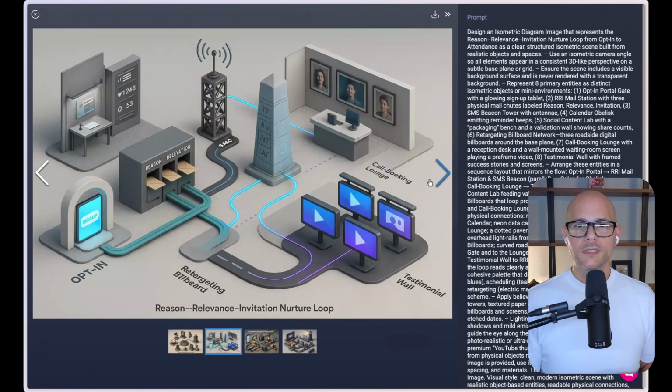Again, this one is now an isometric diagram image that represents the reason, relevance, invitation, nurture loop from the opt-in to attendance as a clear structured isometric scene built from the realistic objects and spaces. Beautiful. So here we go, right? It's got the opt-ins over here. It feeds into the call booking lounge, testimonial wall. But look at the visuals.